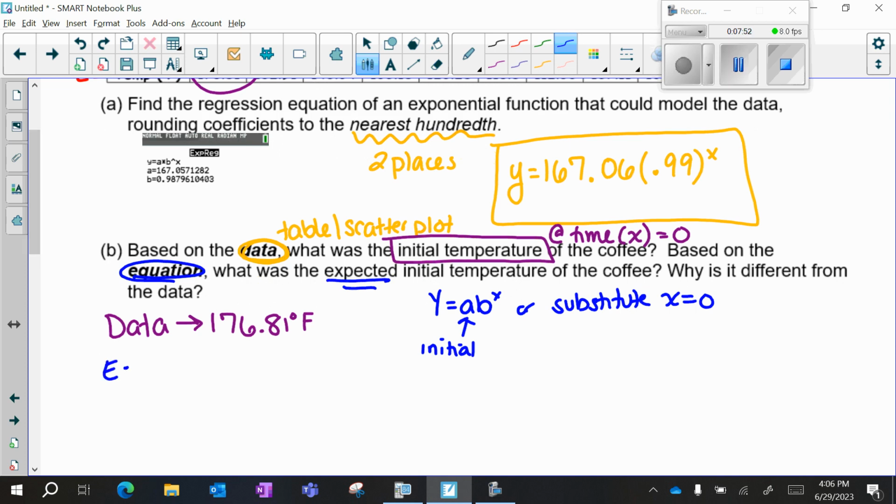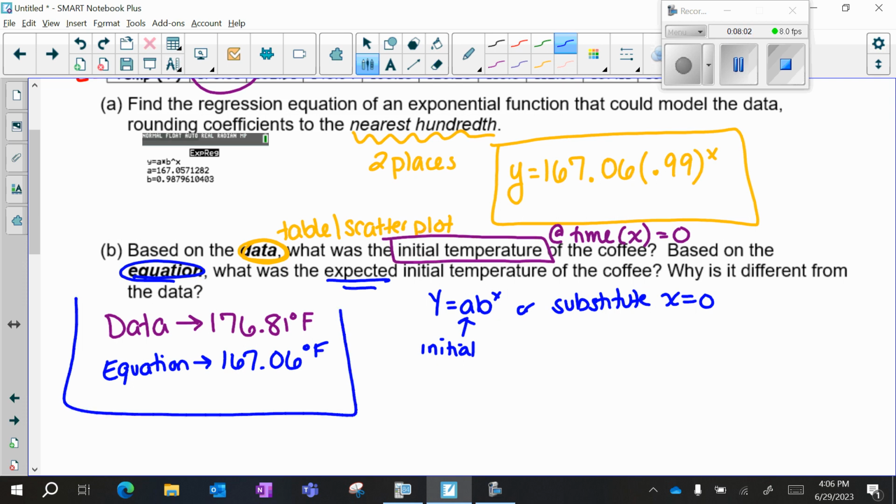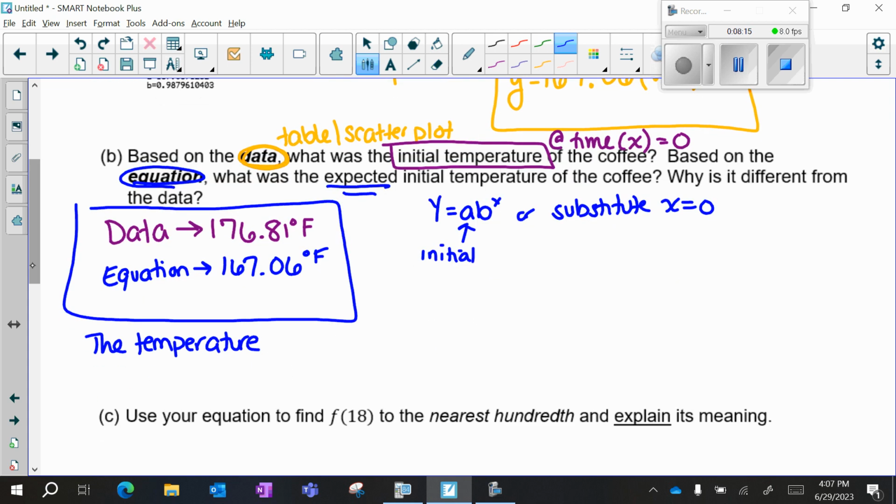The equation tells me my temperature is 167.06 degrees Fahrenheit. And now it wants us to explain why it's different from the data. So the temperature in the equation is different from the data because it is a predicted value.